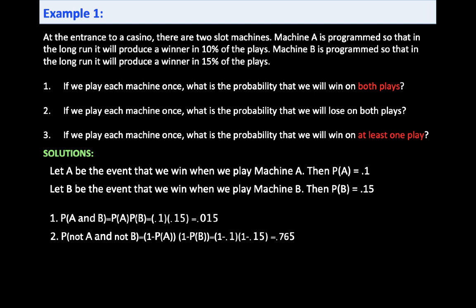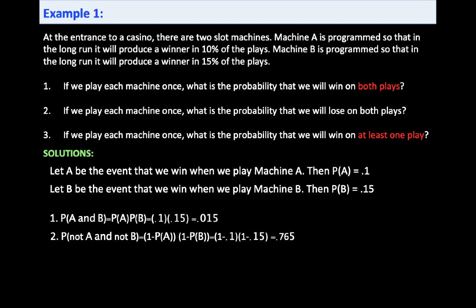So this equals, now you know machines A and B are independent. Therefore, we use probability of A and B equals probability of A times probability of B. Similarly, the complements are also independent. Therefore, we can use 1 minus probability of A, which is probability of A complement. Similarly, 1 minus probability of B means probability of B complement. Then you can multiply, and the answer is 0.765.